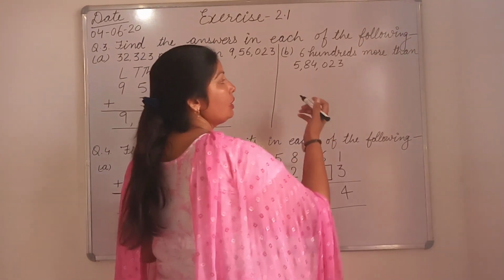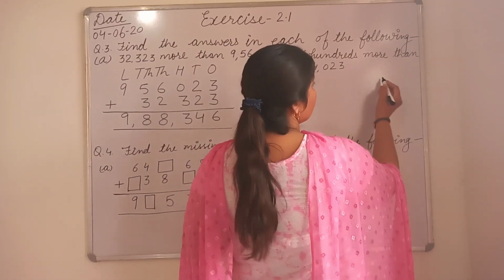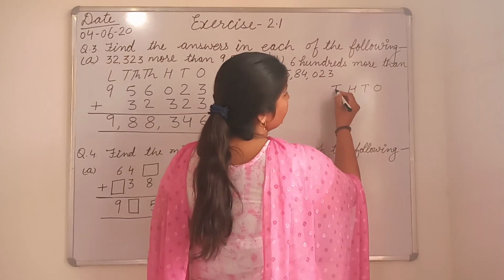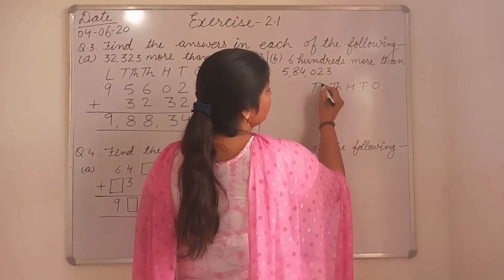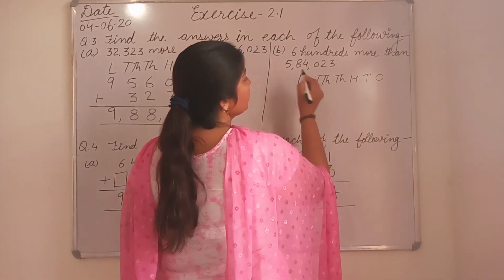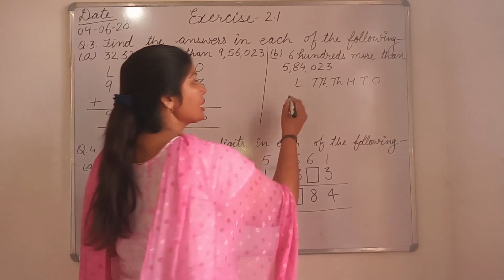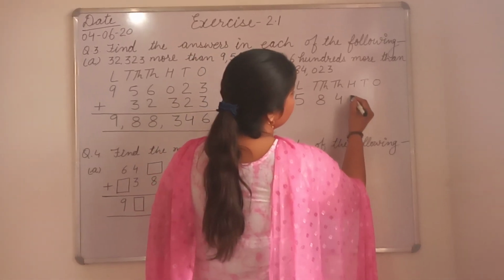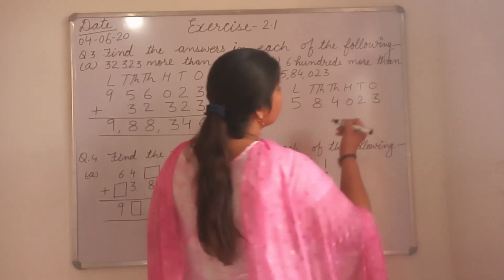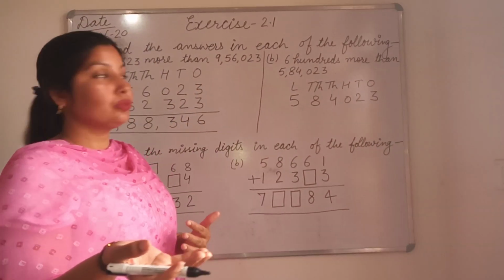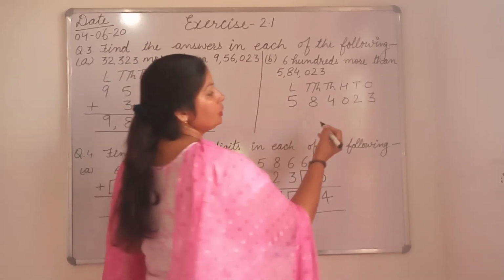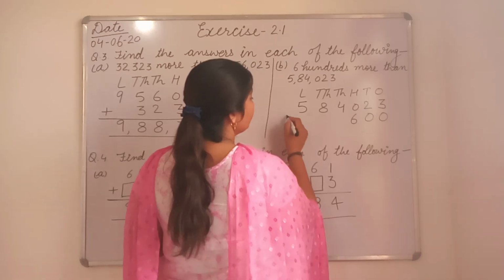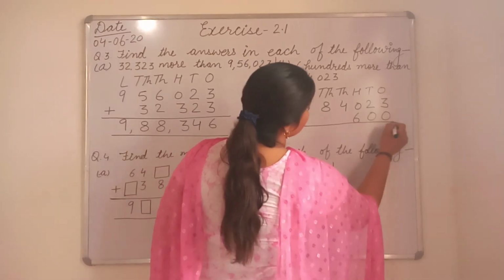Okay. Now we should mention again columns ones, tens, hundred, thousand, 10,000 and this is lakhs. So 5 lakhs 84,023. Now how much more? 600 more. So we should write here 600. So in 100 column 6 and tens and ones will be 0. Okay. Now we should do addition.